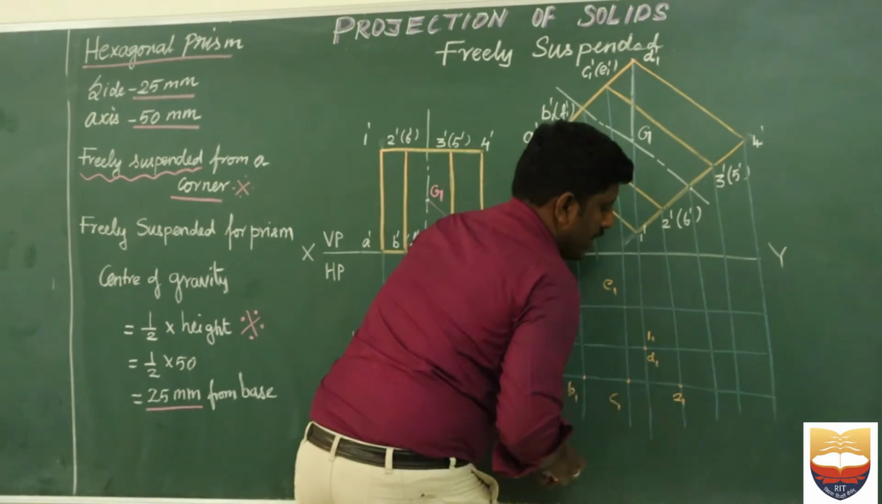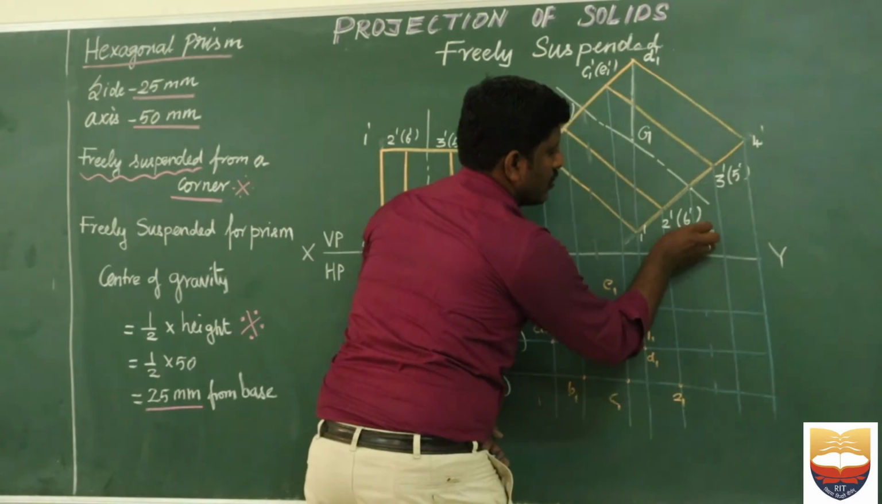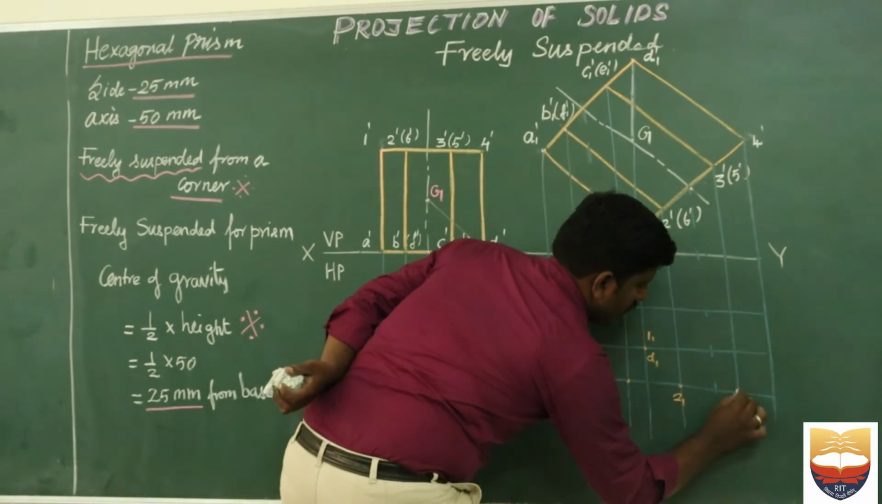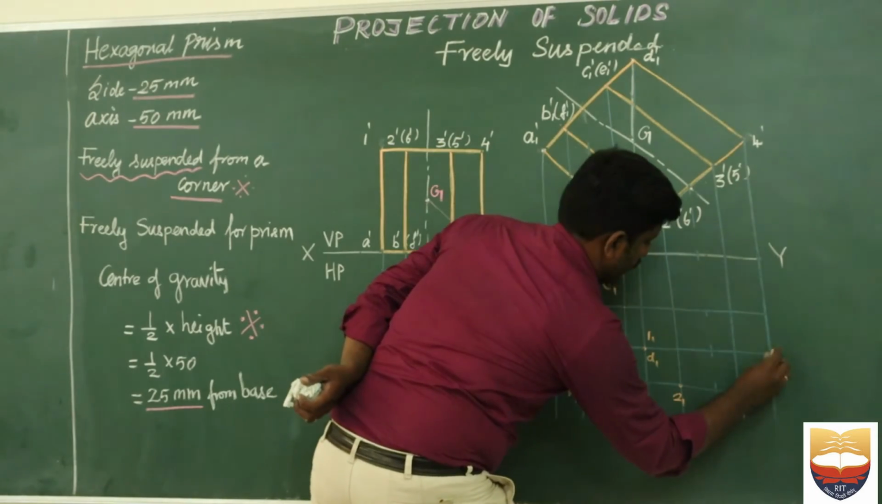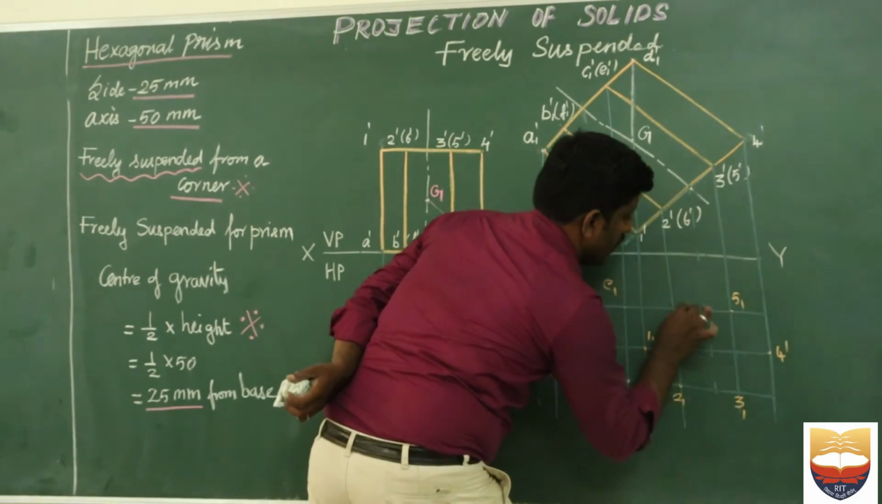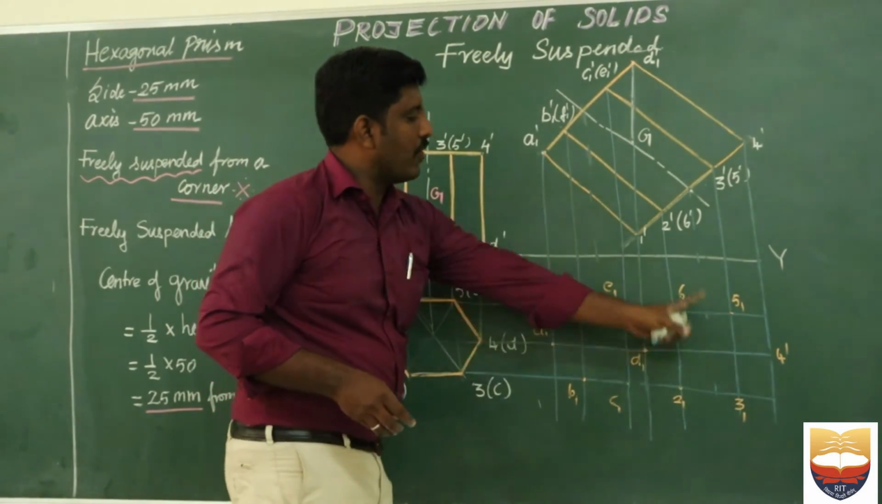So I hope I don't need this line also. I have made a mistake here. This line is also not required because this is a center line. So this is not required. So here I have 3, 1. So I have 4, 1. Here I have 5, 1. And here I have 6, 1. Okay, so we have found out all the points.